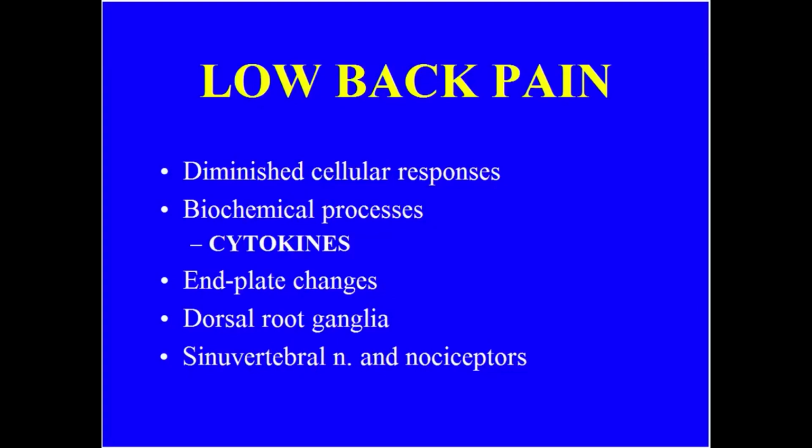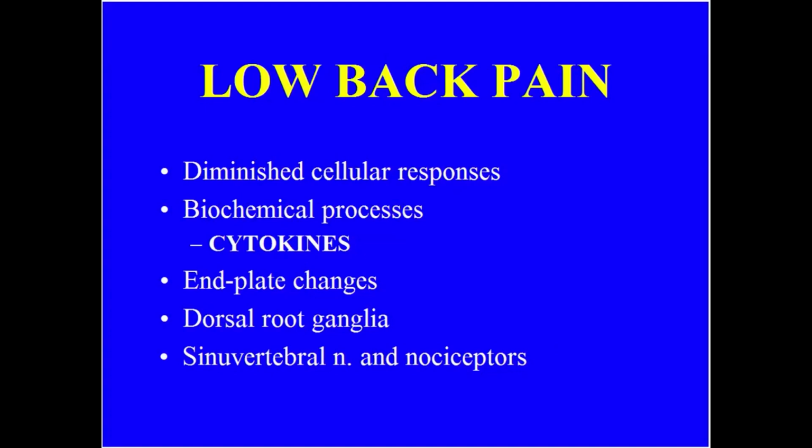And there's a lot of basic science that goes into it. There are diminished cellular responses as the disc degenerates. There's a number of biochemical processes that are seen. If there's one buzzword to try to remember, it's the presence of cytokines in the disc that, as in a number of other of our body's tissues, sort of just lead to this negative cascade, if you will, of degeneration. There are changes in the end plate with lumbar disc disease. There are changes seen in the dorsal root ganglia, particularly in patients with chronic pain.